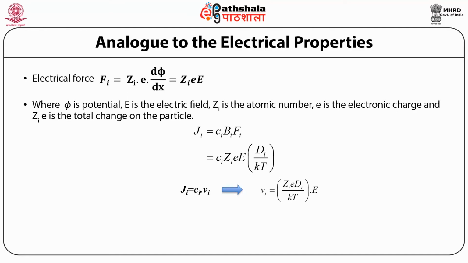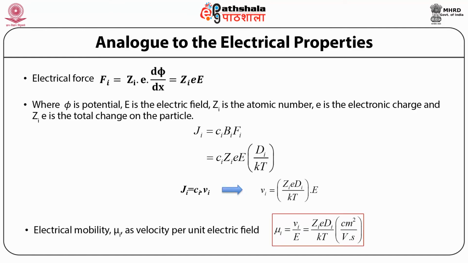Now defining the electrical mobility. Electrical mobility, mu i, is the velocity per unit electric field, so mu i = Vi/E. On substituting the above equation, we get mu i = Zi e Di/kT, and the units of mobility will be centimeter square per volt per second.